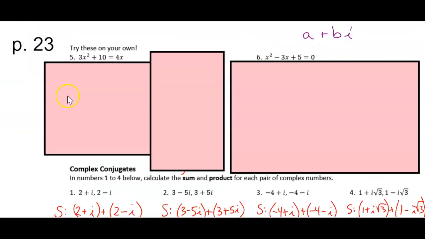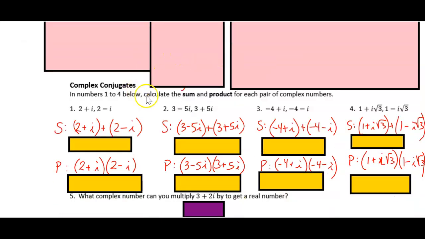All right, next page. Page 23. I'm going to leave numbers 5 and 6 for you to try. And again, do them the same way. In the end, these should be in this format with the regular number or fraction first, and then the imaginary part second. So 5 and 6 will work just like 1 through 4. Pick your best method. All right, in the middle of the page, the numbers 1 to 4 below, calculate the sum and the product. So that means we need to first add them and then multiply them.